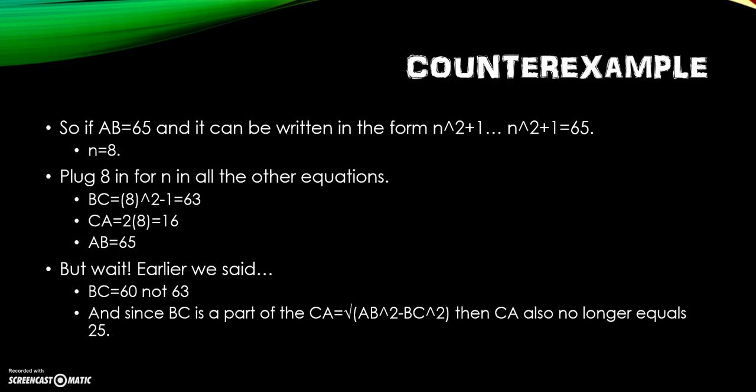So now we're just going to plug in 8 for n in all the other equations. For BC, you have 8 squared minus 1, and that equals 63. For CA, you have 2 times 8, which is 16. And then we already solved for AB above. But wait, earlier we said that BC equals 60 and not 63. And since BC is a part of the CA equals the square root of AB squared minus BC squared equation, then CA also no longer equals 25 due to one of its variables changing.